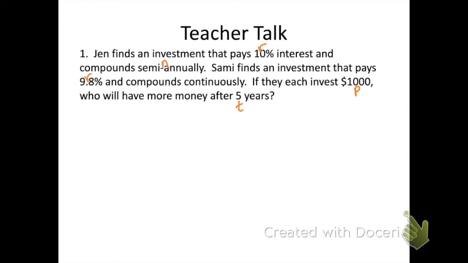And Jen has an N value here. Semi-annually means twice a year. So N will be 2 for Jen. Let's start with figuring out how much money Jen has. Here's our information for Jen.